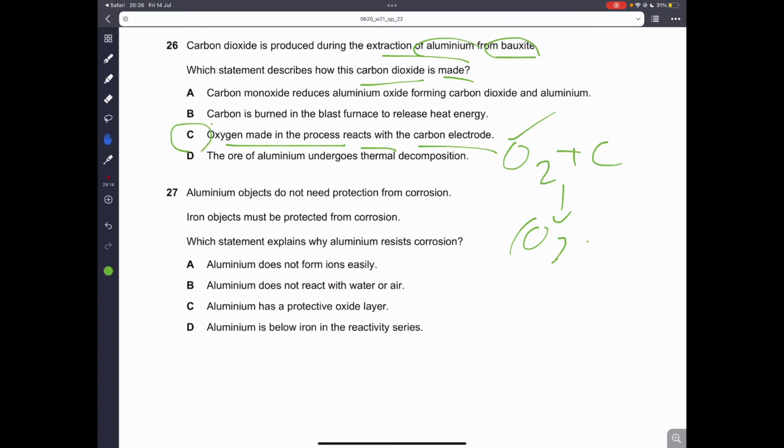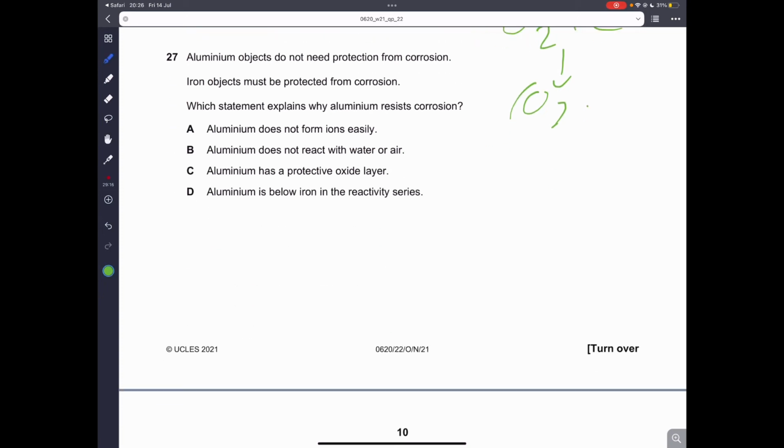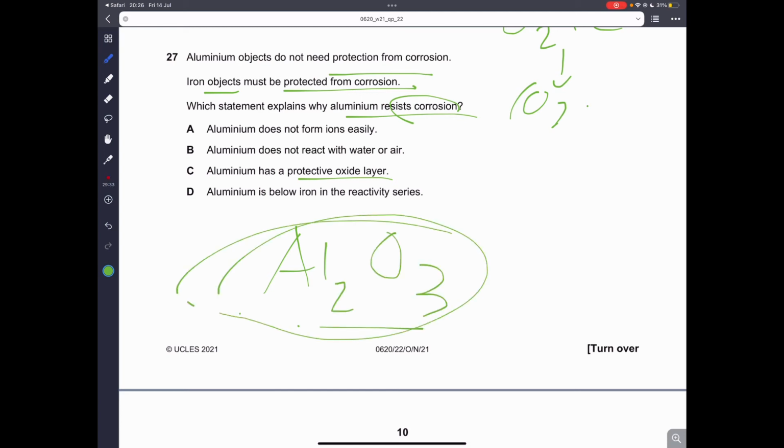Question 27. Aluminum objects do not need protection from corrosion. Iron objects must be protected from corrosion. Why is this? Well, because aluminum resists corrosion. This is because it forms a protective oxide layer, which is the aluminum oxide layer. There's a very thin layer on top of aluminum. That's why it does not react, and therefore it can resist corrosion.